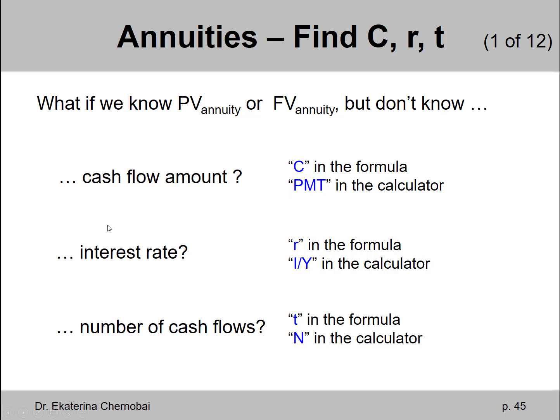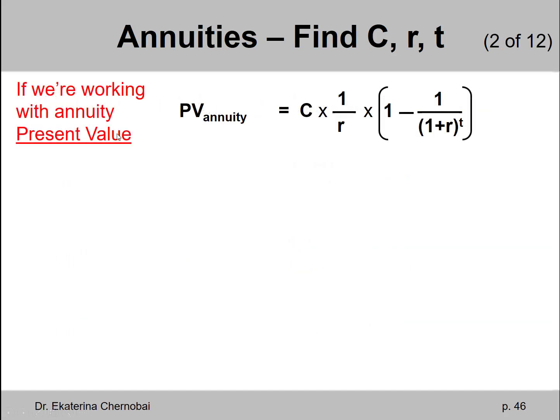Or maybe instead we do know the cash flow amount, but we don't know the interest rate, which is R in the formula or IY in the financial calculator. Or maybe instead our unknown is the number of the repeating annuity cash flows, which is T in the formula and N in the financial calculator. So this part of the chapter is a little bit tricky, just to warn you.